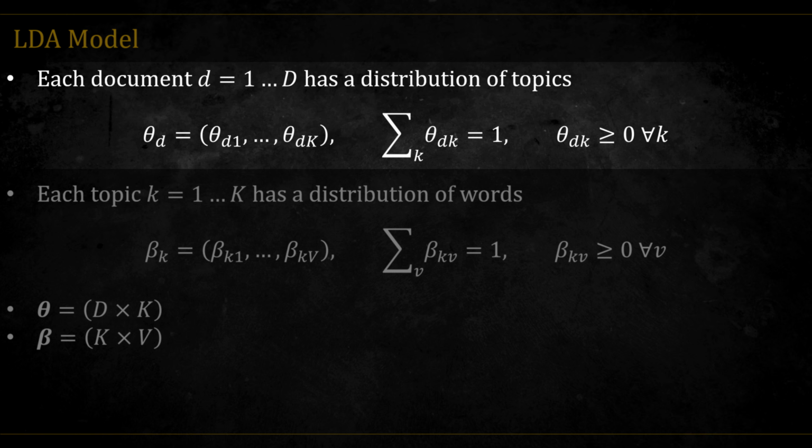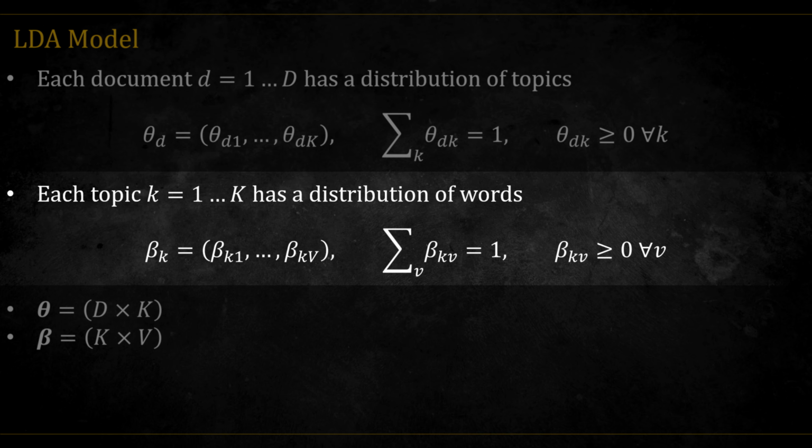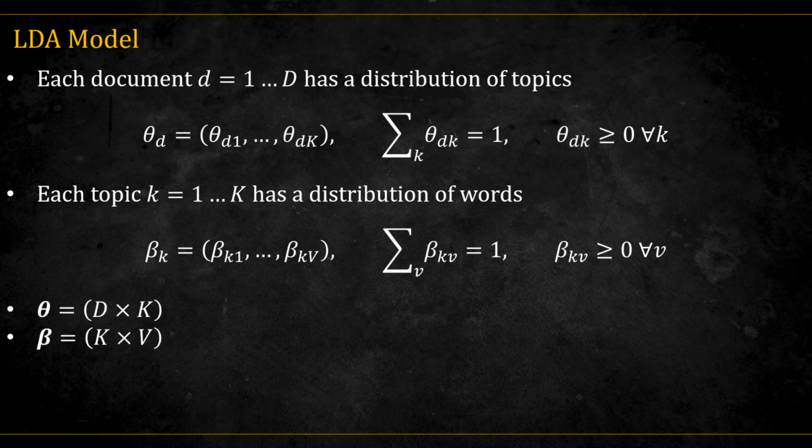We assume that each document D has some distribution of topics, denoted by theta, and each topic K has some distribution of words, denoted by beta. Since everything is discrete, both distributions have to be the categorical distribution. There are capital D documents in the corpus, capital K topics, and capital V words in our vocabulary. So one can also consider theta as a D by K matrix and beta as a K by V matrix. In both matrices, the elements are positive and the rows sum up to 1.